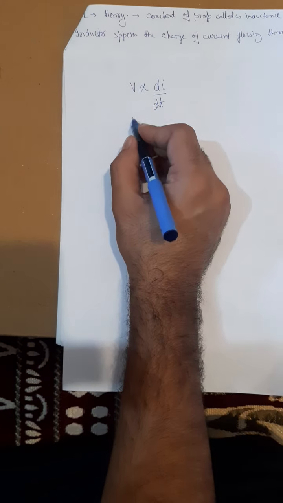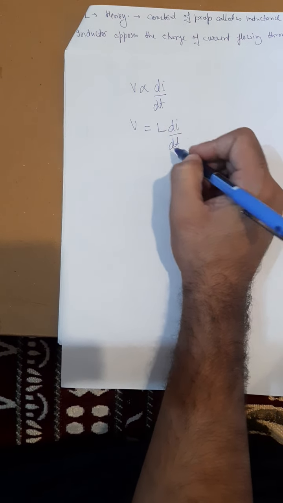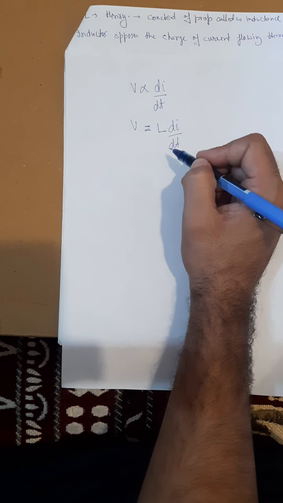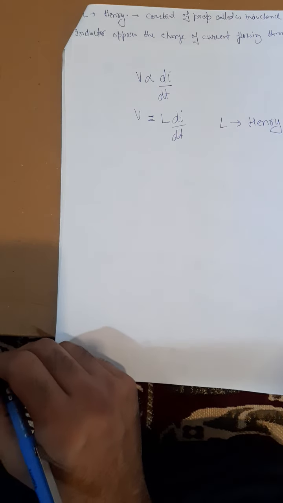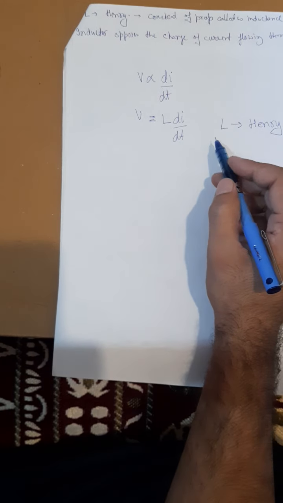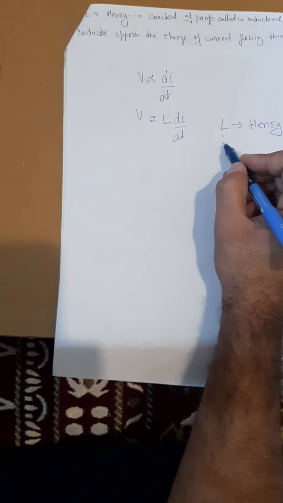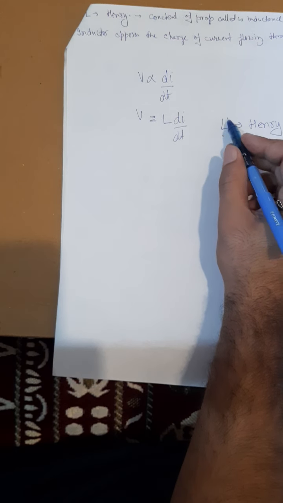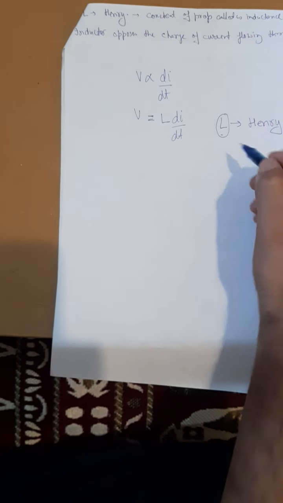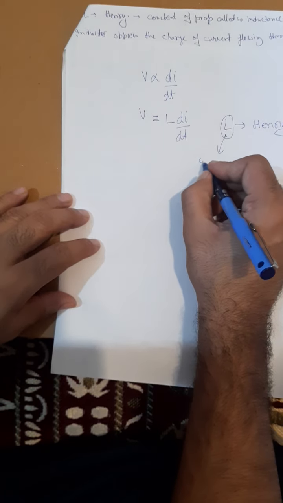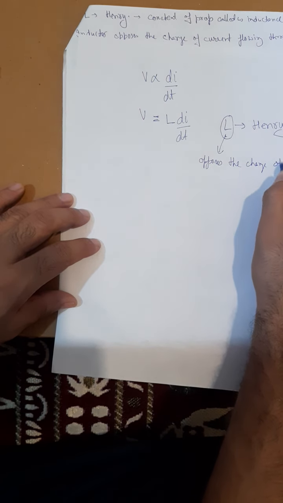So I can use the constant of proportionality as the inductor L, because I am talking about the coil. The unit of L is Henry, and this L is called the inductance of the inductor. If you see this inductor, it has the tendency to oppose the change in current. It has the property that it opposes the change of current flowing through it.